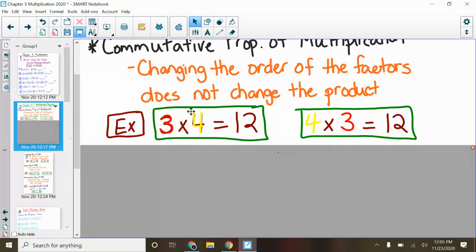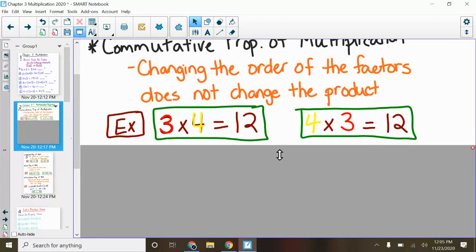The 3 and the 4 in each of these problems are called the factors. So I have 3 times 4, and that's going to give me a product of 12. If I reverse that and come to the opposite side over here and put the 4 in front and the 3 in the back, it doesn't matter. It's still going to give me a product of 12. And that's because of the rules of the commutative property of multiplication.